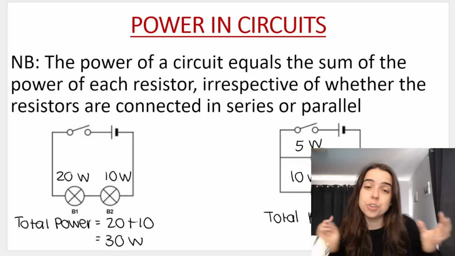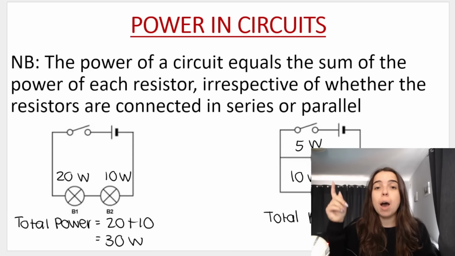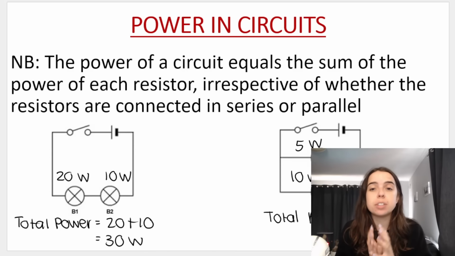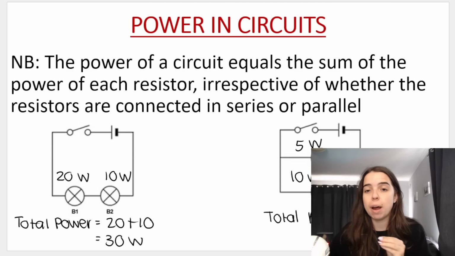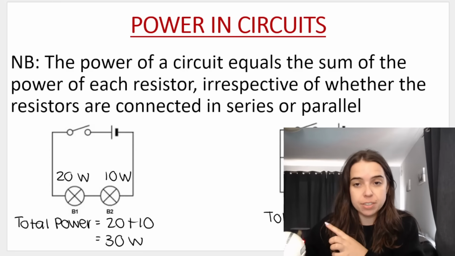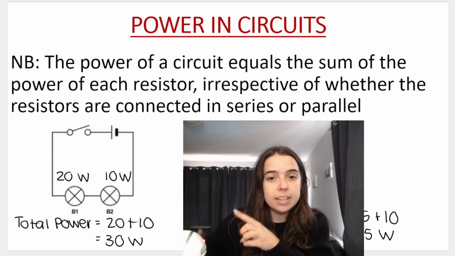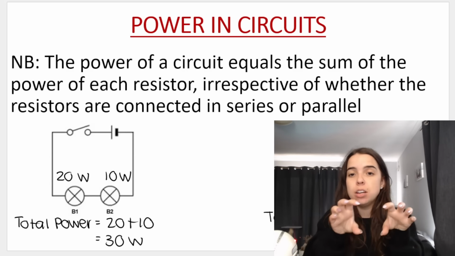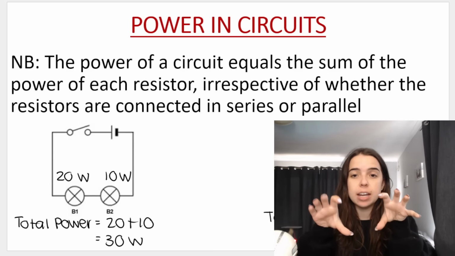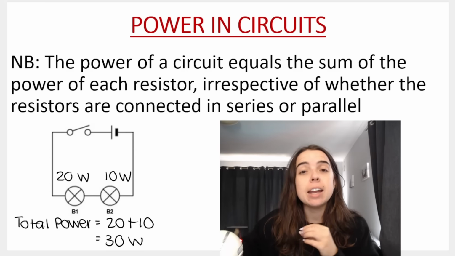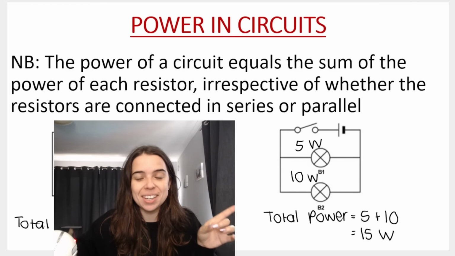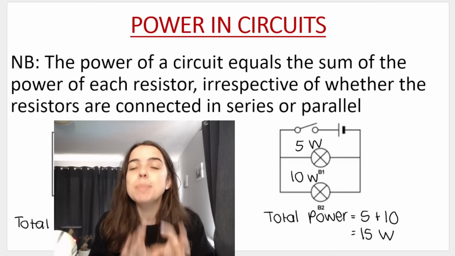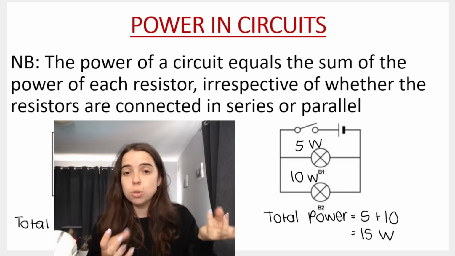Now, if you're asked to work out the total power in a circuit, it says here, the power of a circuit equals the sum, so adding up, of the power of each resistor. And it doesn't matter if they're connected in series or parallel. So if you look at the circuit on the left side over there, we've got a 20 watt bulb and a 10 watt bulb. Okay, they're connected in series, but again, series versus parallel doesn't matter. 20 plus 10 is 30. Total power is 30. And if you take a look at the parallel circuit over here, we've got a bulb, B1, 5 watts, B2, 10 watts. It doesn't matter that they're connected in parallel this time. Total power is 10 plus 5.